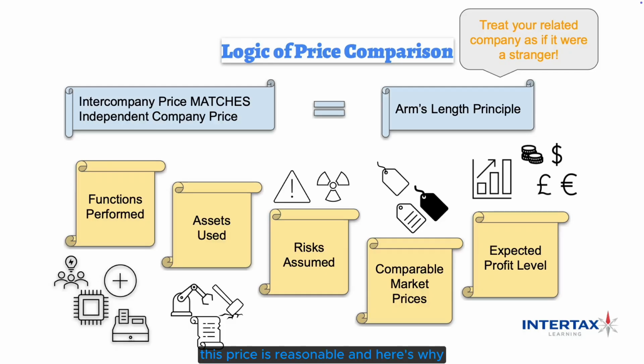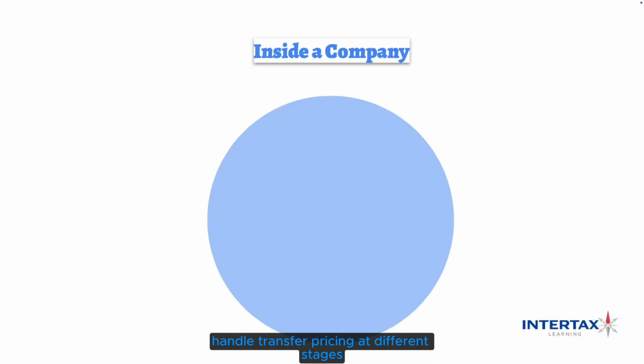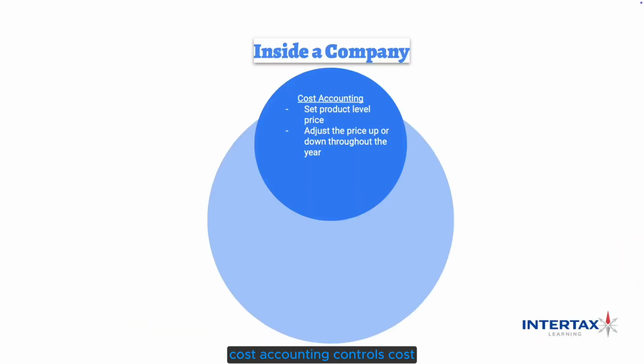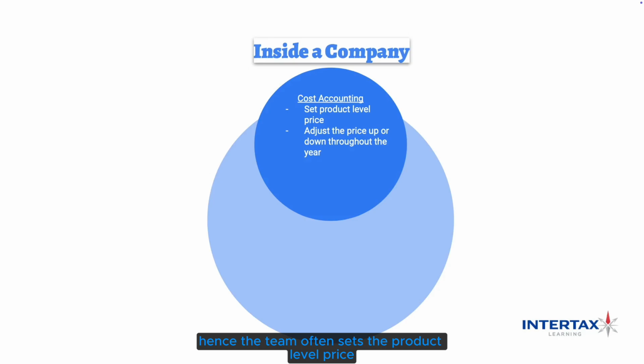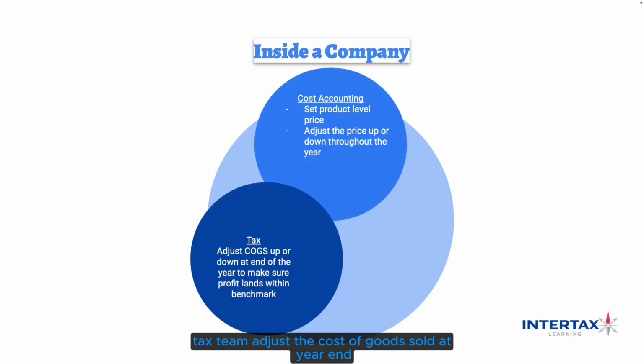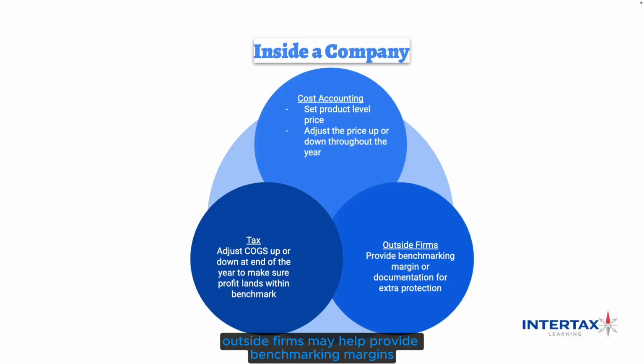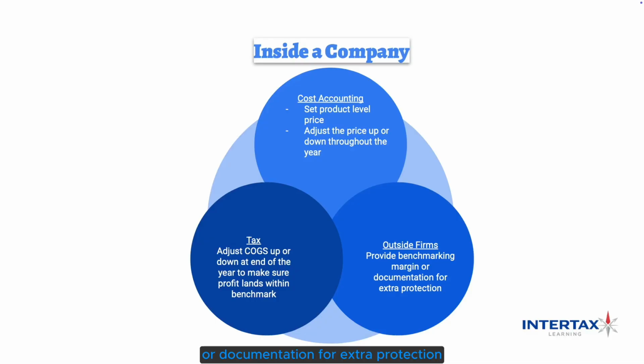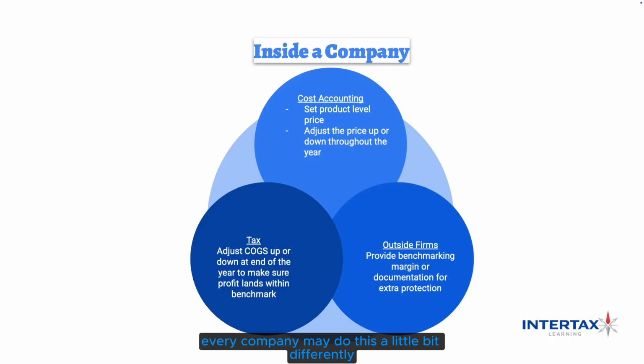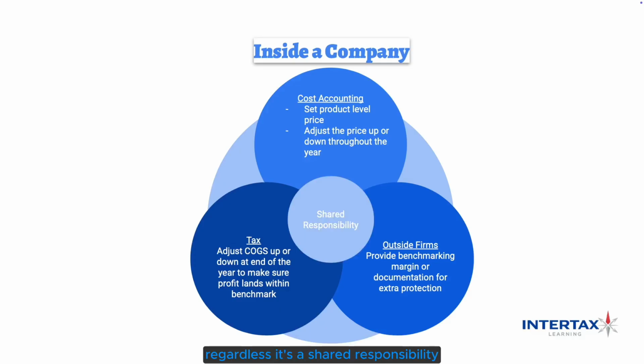Inside a company, different teams handle transfer pricing at different stages. Cost accounting controls cost. Hence, the team often sets the product level price and adjusts the price up or down throughout the year. The tax team adjusts the cost of goods sold at year end to make sure profits land in the right place. Outside firms may help provide benchmarking margins or documentation for extra protection. Every company may do this a little bit differently. Regardless, it's a shared responsibility, not a one-person job.